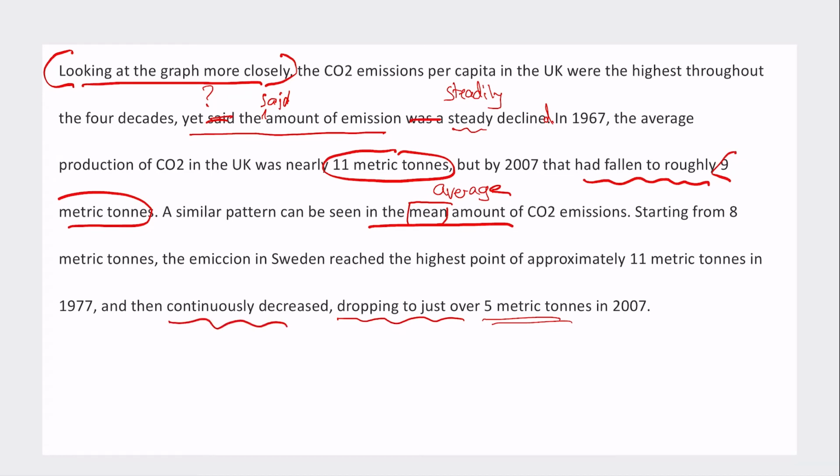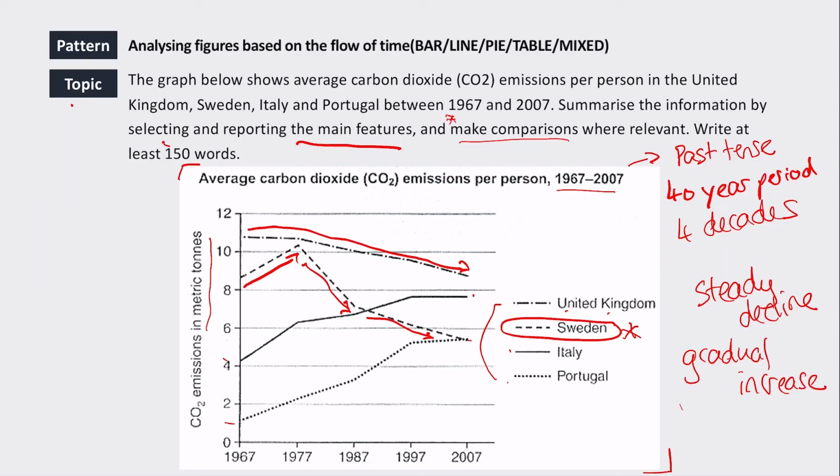A similar pattern can be seen. So what they've done really nicely is they've linked all these sentences together and linked all these ideas together. So this is a really good example of a detailed paragraph where they've described nicely without just listing all of the numbers. So what some candidates do, they think they have to do in the detailed paragraph, is they say, for the United Kingdom in 1967 began at 11 million metric tons.